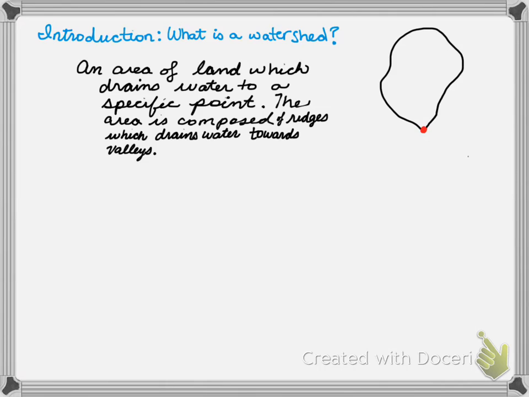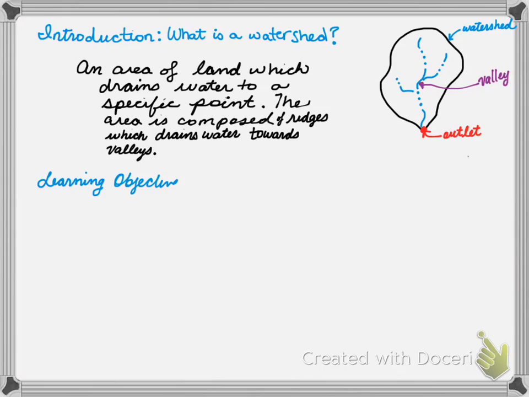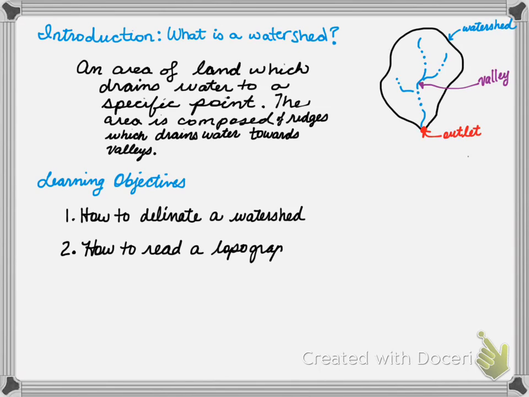The schematic shows a generalized watershed outlined in black. The red dot denotes the outlet of the watershed. The dashed lines show the valleys of the watershed. So today we need to learn how to use topographic maps to depict the watershed. Therefore, our learning objectives for today's lesson are: first, how to delineate a watershed, and second, how to read a topographic map.